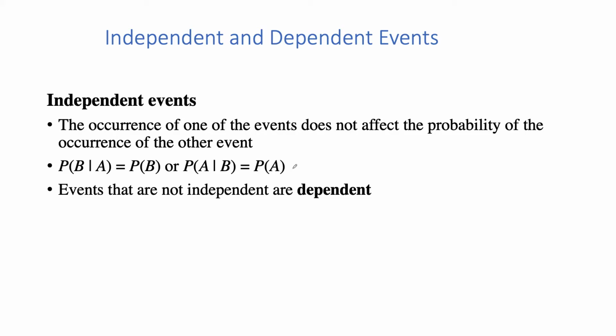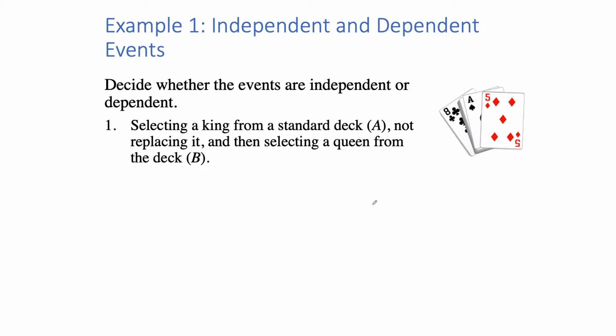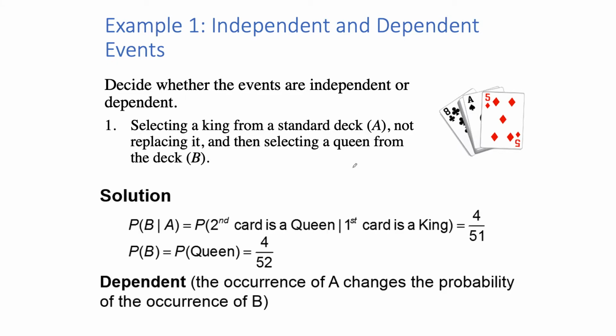Let's take a couple of examples to see how this works in practice. Let's go back to the original situation. We are selecting a king from a standard deck, not replacing it, and then selecting a queen from the deck. Event A is selecting a king from a standard deck and not replacing it. Event B is then selecting a queen from the deck. Let me consider the two probabilities. What is the probability of B given A? What is the probability that the second card is a queen given that the first card is a king?